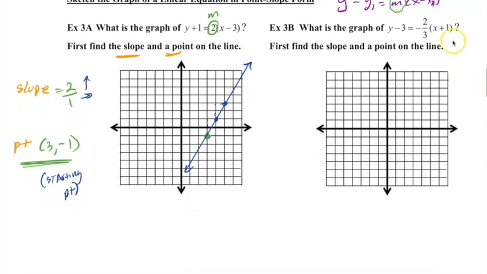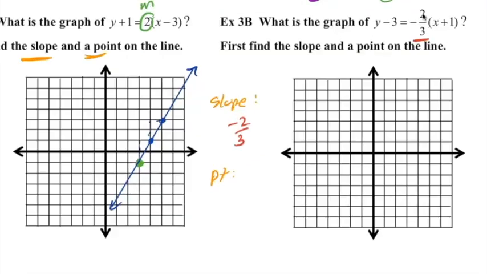Let's graph another one of these just to be sure we know what we're doing. So we've got to find the slope and the point. The slope would be -2/3. Fractions don't scare me here because this is rise over run. We're going to go down 2 and then right 3. Nice. What's the point?